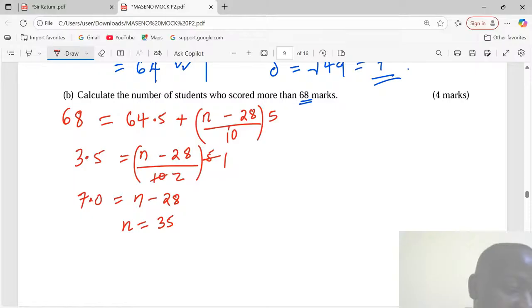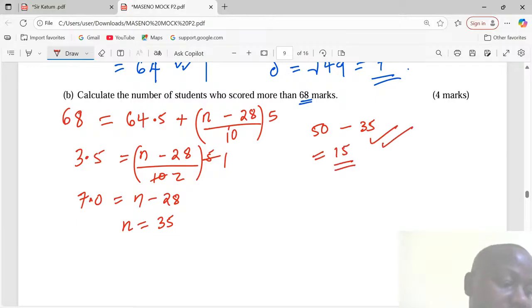But what does the examiner want? The examiner is asking for the number of students who scored more than 68. So we take the total number of students minus those who are between 0 and 68, and these are 35. So the others, who are 15, are the ones who have scored more than 68.